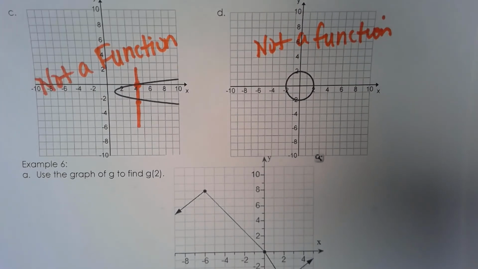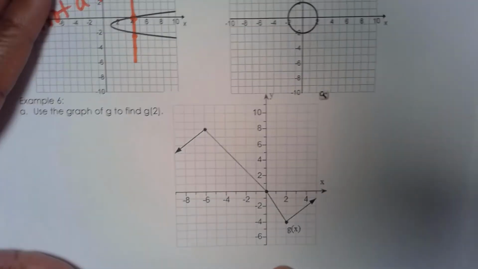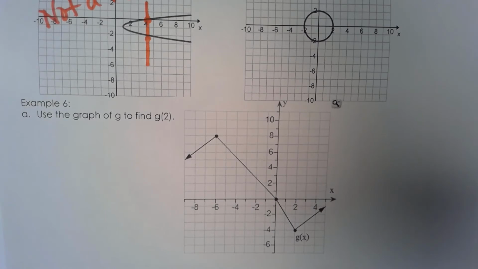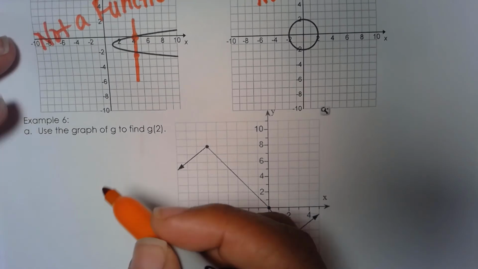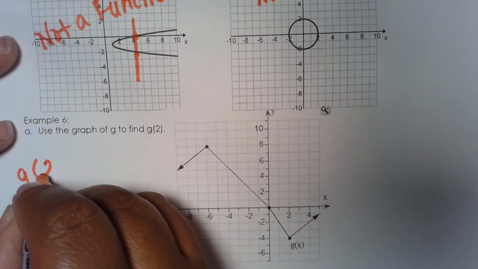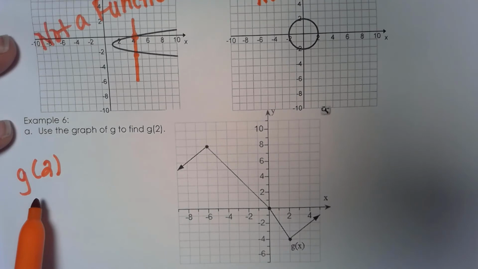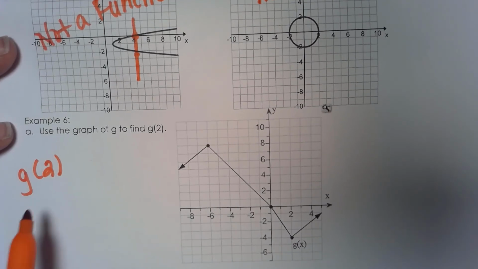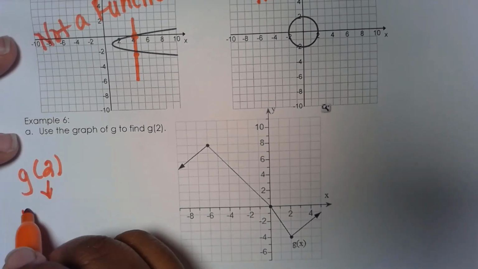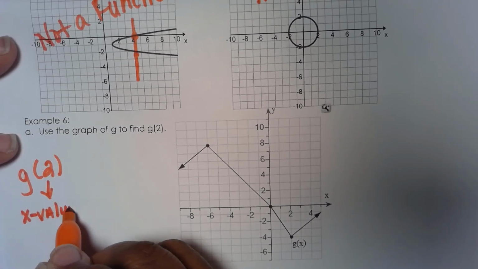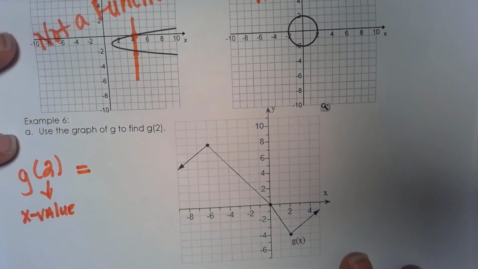Example 6. So we have a graph. Okay, let me fold this up for a second so we can see this graph here. It says use the graph of G to find G of 2. So my question to you is, is this 2 an independent variable or is it a dependent variable? It's an independent variable, meaning that this is our x value. So we want to find the y.